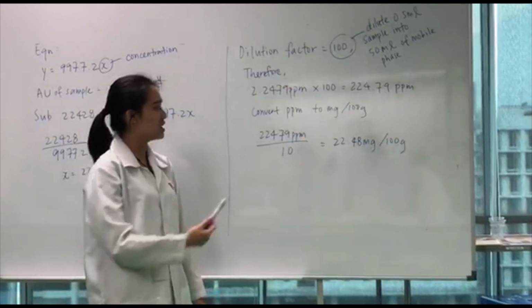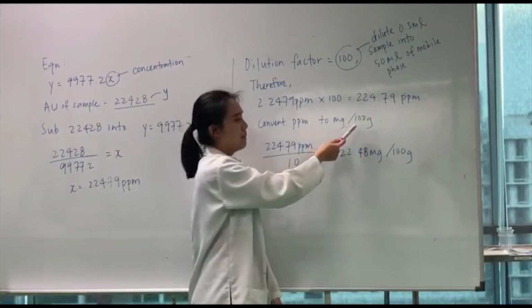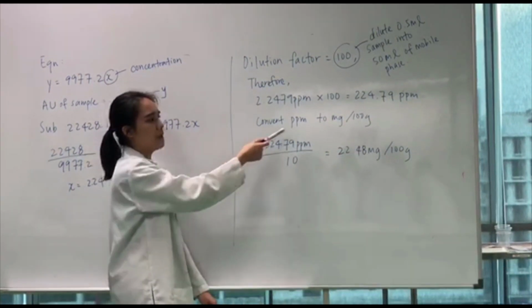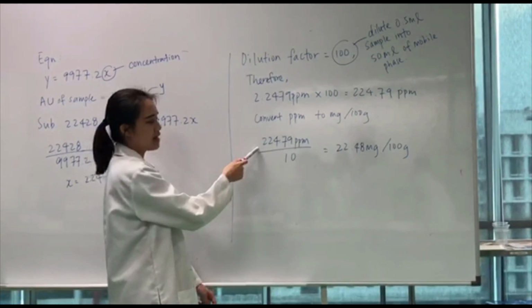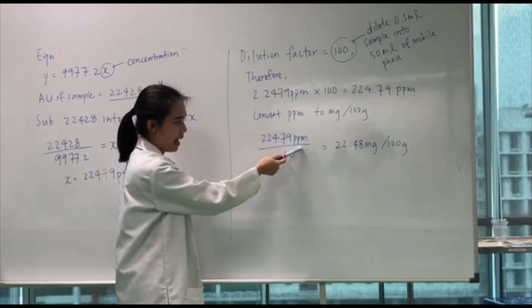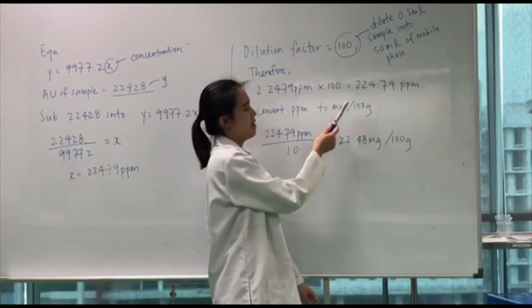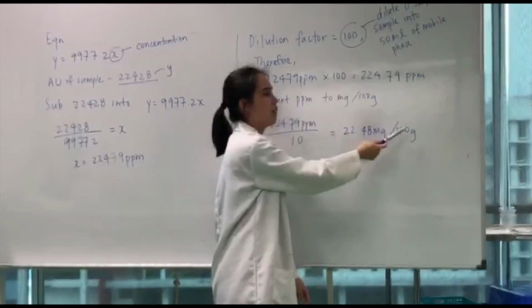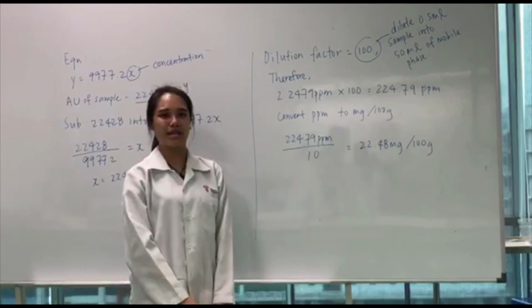However, we have to convert ppm, the unit here, into mg per 100 g. So, in order to convert ppm to mg per 100 g, we divide this value, 224.79 ppm, by 10. And then we got our ultimate final answer, which is 22.48 mg per 100 g. And this is the final concentration of our sample.